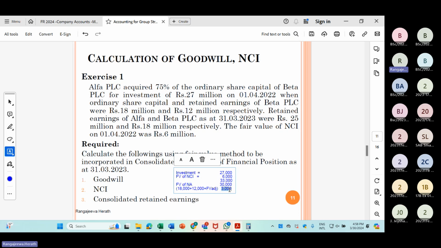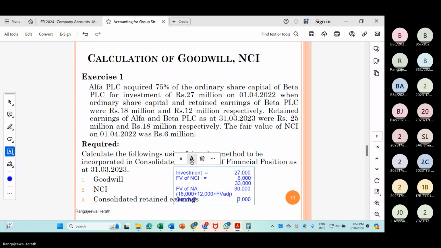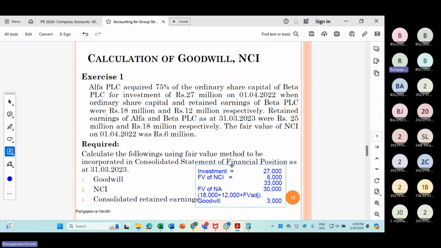So finally, here we get the difference, the goodwill. The goodwill is 3 million. For the 33 million investment, we can acquire 30 million worth of net asset. So the extra amount is for the goodwill. Likewise, you should be able to calculate the goodwill.